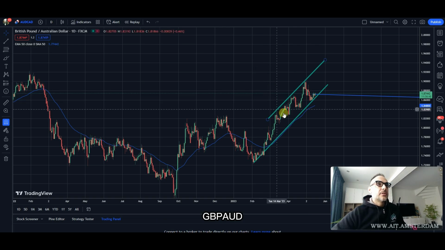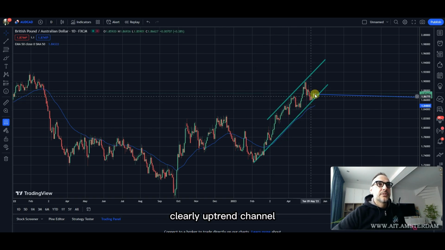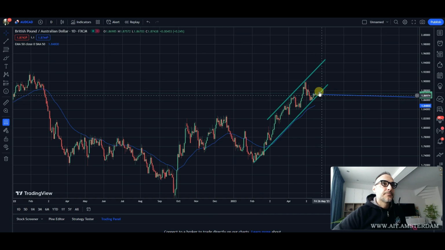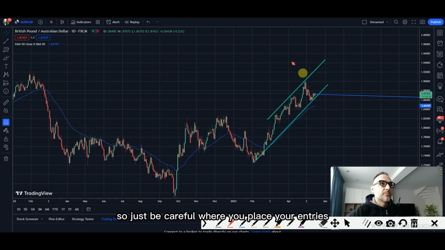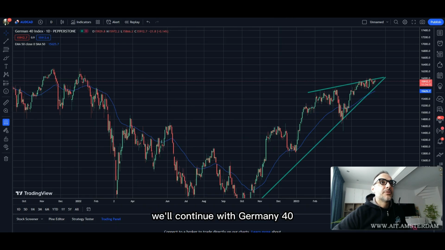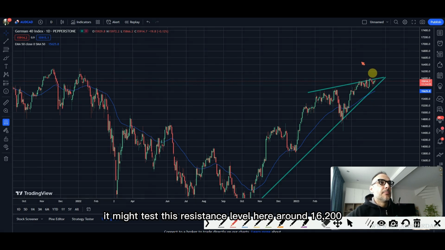British pound, Australian dollar, clearly an uptrend channel, strong uptrend. It might go up to this resistance level here, so just be careful where you place your entries and stop losses. We'll continue with Germany 40, which is in an ascending triangle. If it breaks out, it might test this resistance level here around 16,200.